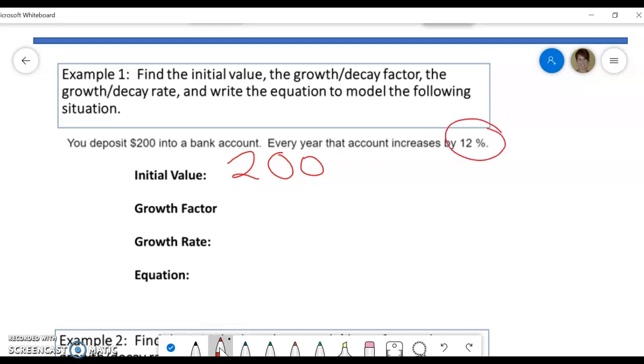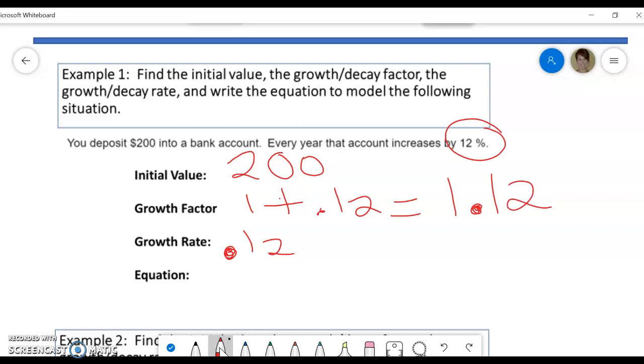The growth factor, well, I'm going to skip that for a minute, our growth rate. So this right here is our growth rate. So 12%, if I write that as a decimal, would be 0.12. Now, the growth factor here would be 1 plus that rate. And that's what we do in our equation. You'll see that. In the video you just watched for the Nearpod it was like 1.6. Here it is 1.12.